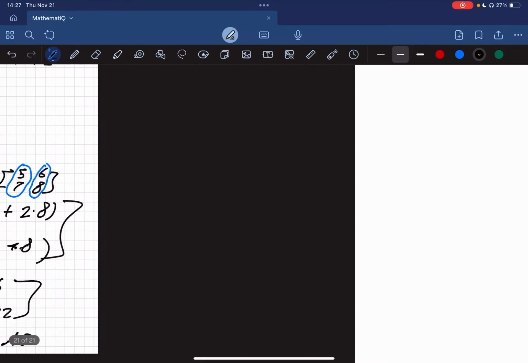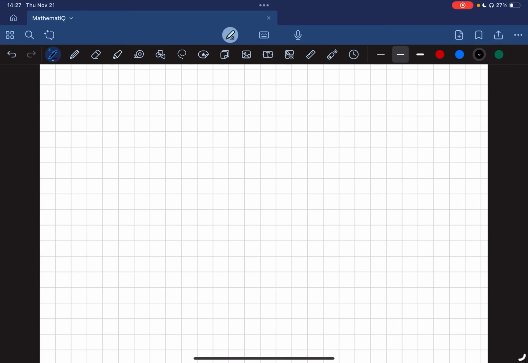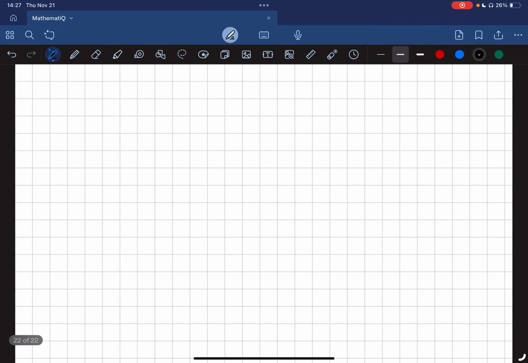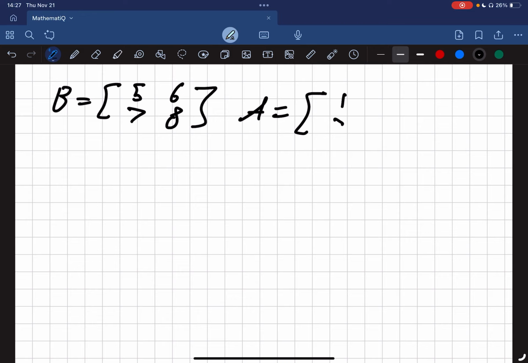And then if we go ahead and calculate BA to show what that will be, I'll do it a little quickly. We're going to work with the same matrices, where B is 5, 6, 7, 8, and A is 1, 2, 3, 4.